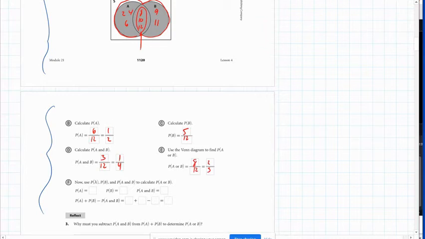And now part F, the probability of A is 1/2. I'm going to call it 6/12. The probability of B is 5/12. The probability of A and B is 3/12. And so the probability of A plus the probability of B, that's 6/12 plus 5/12, so that would be altogether 11/12. Subtract 3/12 gives us 8/12, which is the probability of A or the probability of B.